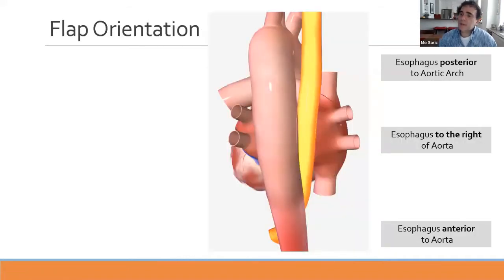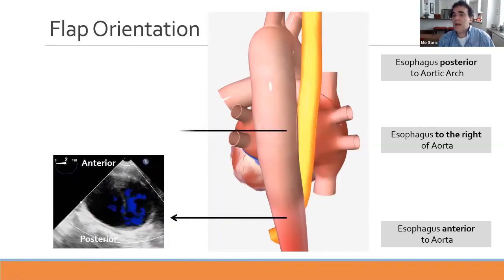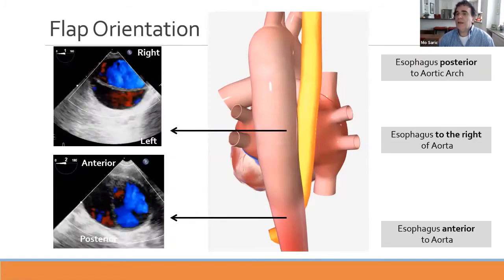And then going back to the orientation between the esophagus and the thoracic aorta, we have to remember that in the distal aorta, the esophagus is anterior to the aorta. In the mid-esophageal view, the esophagus is to the right of the aorta, and in the proximal portion, the esophagus is posterior to the aortic arch. So while the aorta is stationary and has the same path, the esophagus swirls around the aorta, and that gives the illusion of a spiral motion of the flap, depending on where we acquire the image.